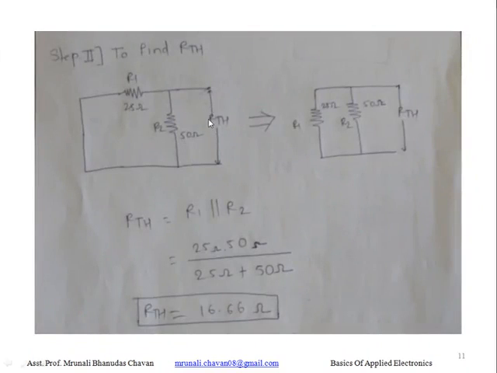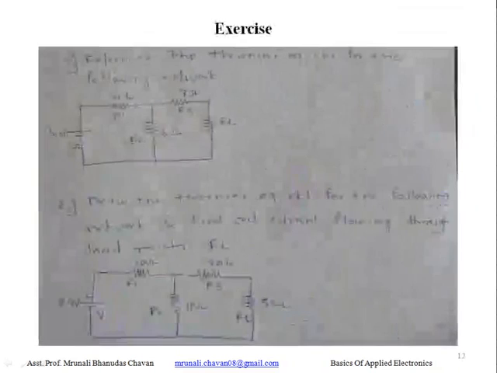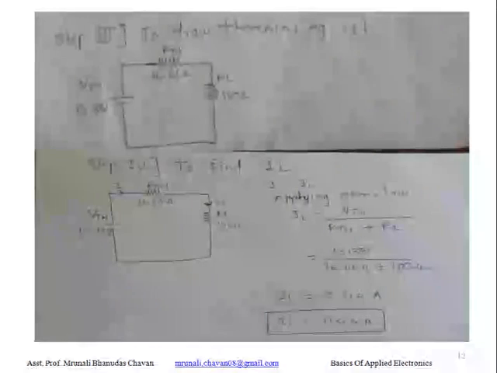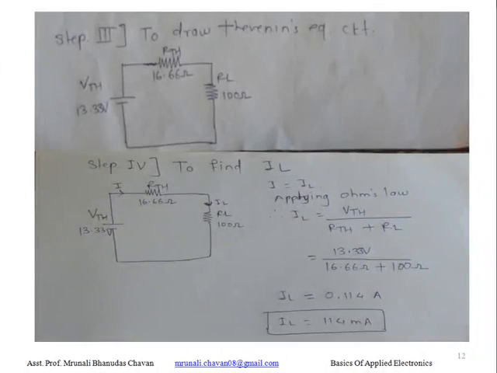Okay, we have to measure RTH, we replace it by short circuit, and these two resistors R1 and R2, we just redraw the circuit like this here. These R1 and R2 are in parallel. So for RTH we can write the formula as RTH is equal to R1 parallel R2. If we put values here, we will get RTH is equal to 16.66 ohm.